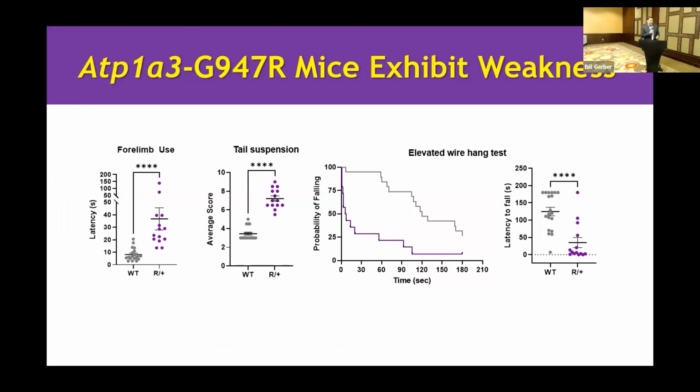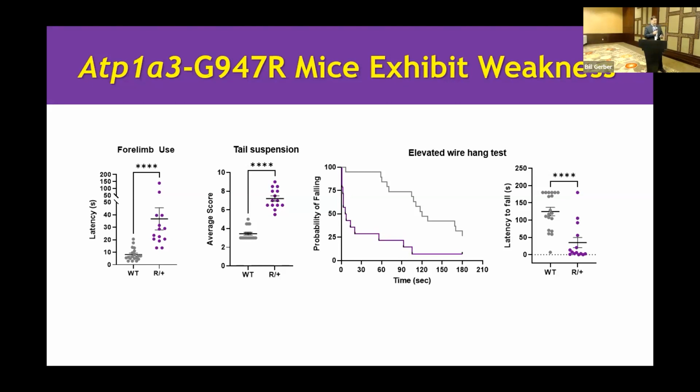And at baseline, these animals are weak. They have less ability to remove a sticker on their forehead, suggesting either a lack of strength or possibly coordination. If you suspend them by their tail, there's a procedure of quantifying their behavior that allows us to see whether they're weak or not. These animals have much higher scores, suggesting that their behavior suggests weakness.